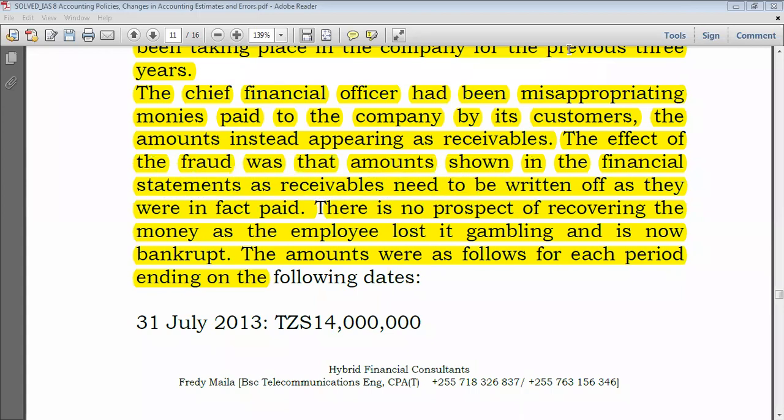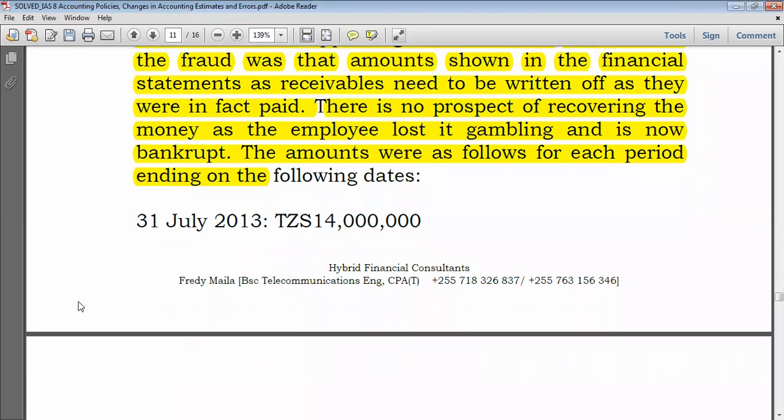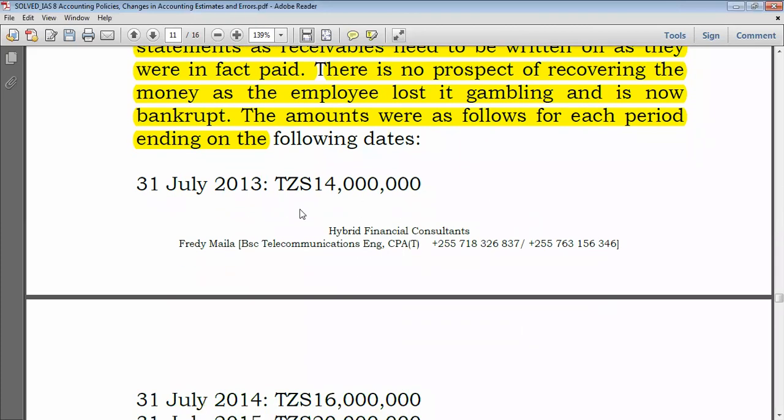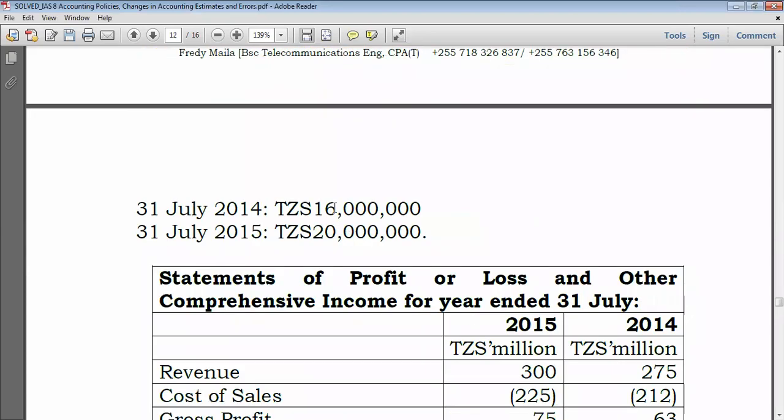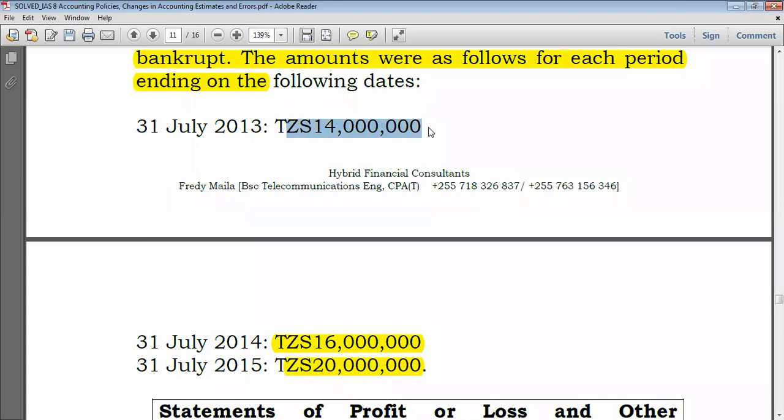So let's finish up with the question. After reaching the question, to be just simple, just taking a very short time. So here we go. The amounts were as follows for each period ending on the following dates. Now, for the year ending 31st July 2013, he took 14 million. 31st July 2014, 16 million, and 31st July 2015, 20 million. So this is what was happening for 3 years. The guy had really taken the money and he was still writing them as receivables.